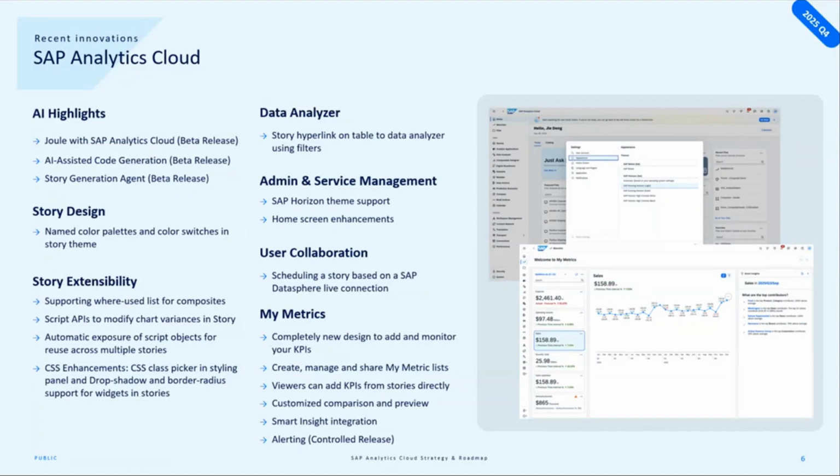Here, this is a sample of things we've delivered in Q4 last year. And of course, AI is really important in every product we do, especially in the cloud. So we have delivered some features already in beta release, such as integration of SAP's assistant, which is called Joule. We have AI-assisted code generation and even story generation. So you can prompt and the tool will generate a story for you, which of course you can then edit and modify.